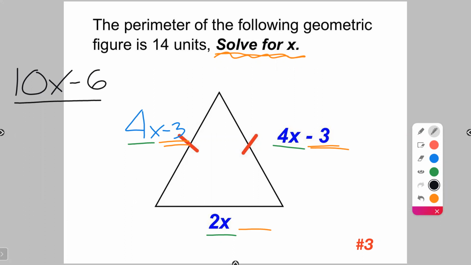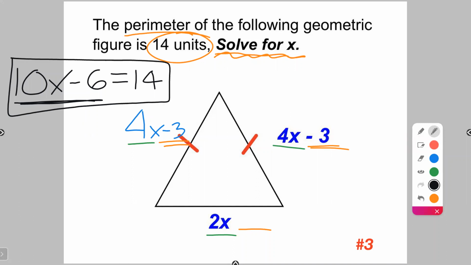Now this is the perimeter of the triangle. They also tell us that the perimeter has a value of 14 units. So now we can set these equal to each other just like that, and this is the equation that we had to build. Now that's a two-step equation. It requires us to do two steps to solve, and they're pretty darn simple.